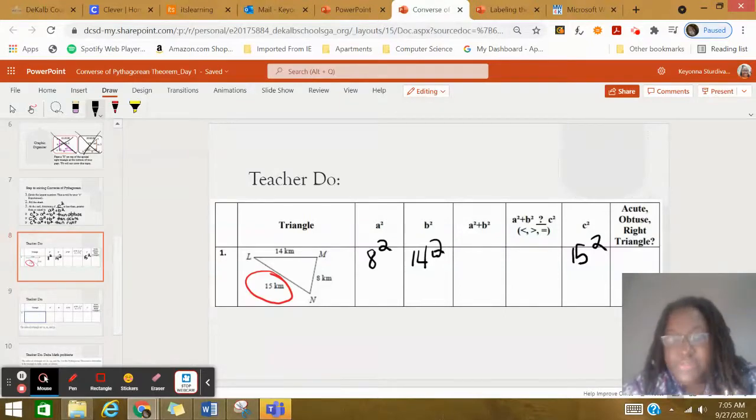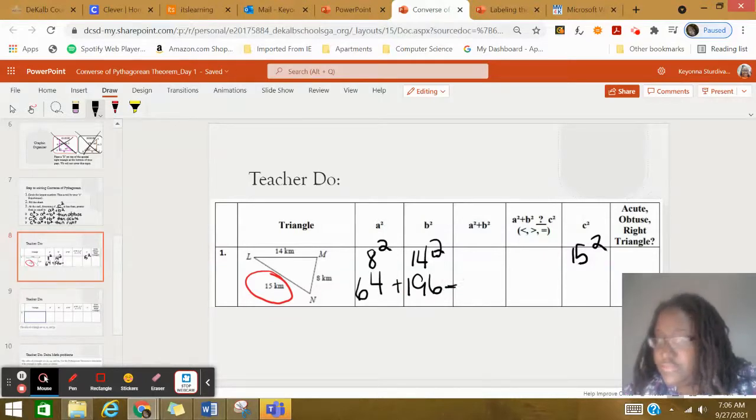So a squared is going to give me 64. B squared, I don't know that one off the top of my head, so I'm typing in the calculator. 14 squared is 196. Now here it's saying what's a squared plus b squared. So you can literally just add these two values together. So let's do 64 plus 196, and it gave us 260. So this column is going to say 260.